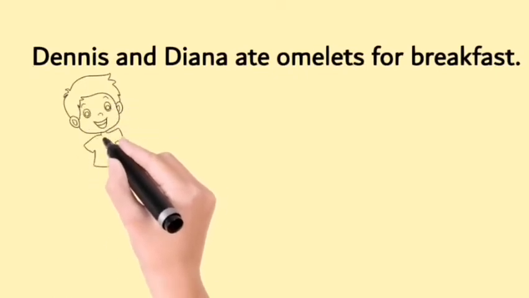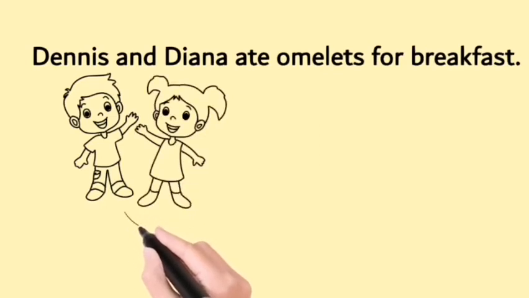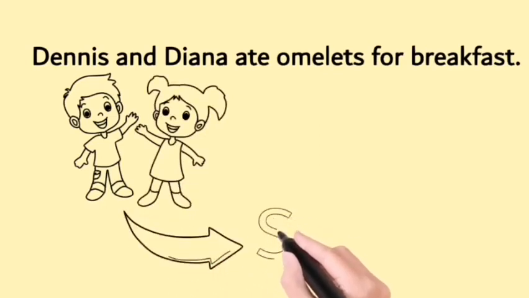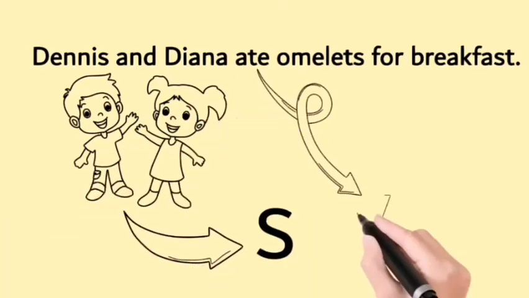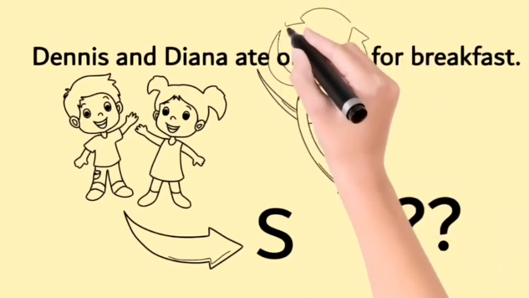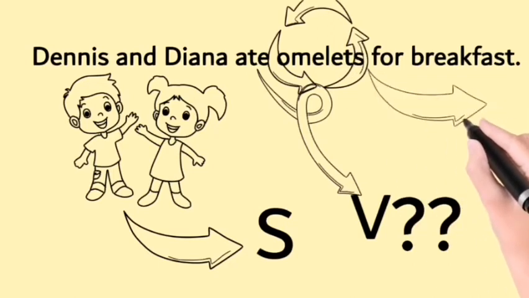Dennis and Dana ate omelets for breakfast. In this sentence, Dennis and Dana is the subject. Ate is the action they did, so it is a verb. Now we can ask the verb what. The answer we got is omelette, so omelette is the object here.